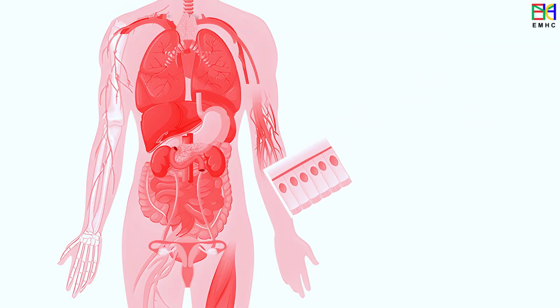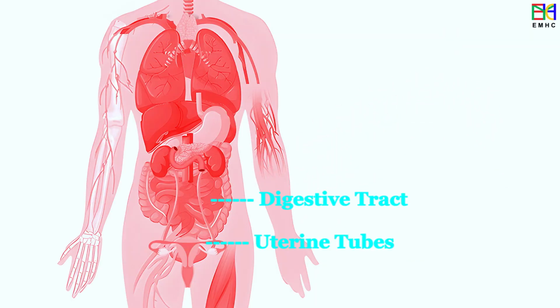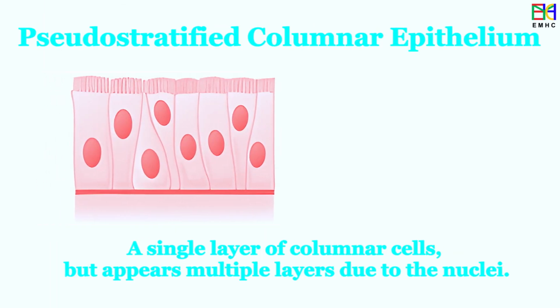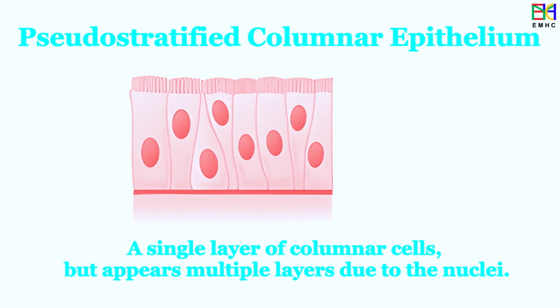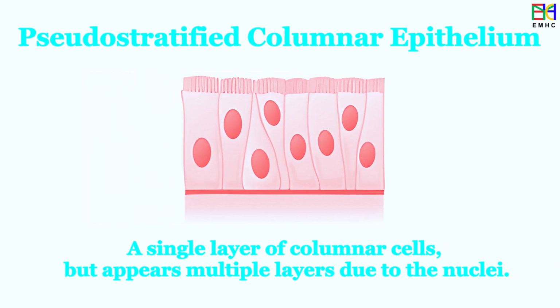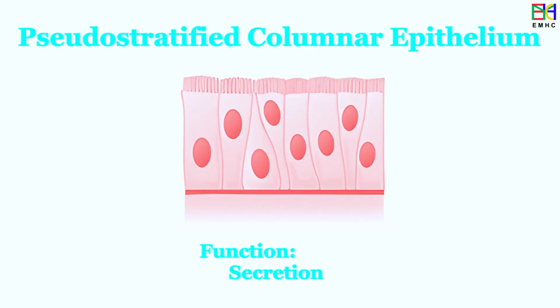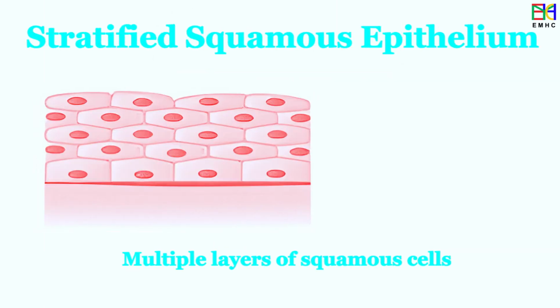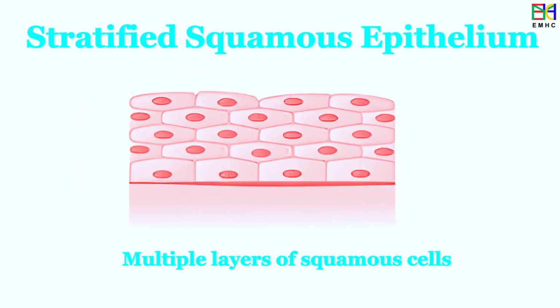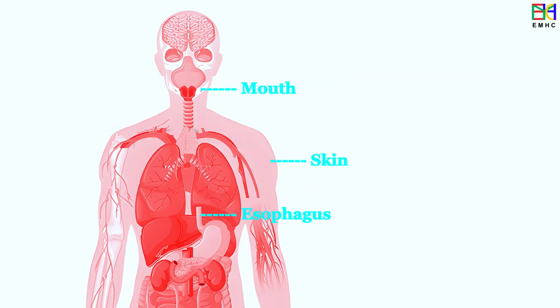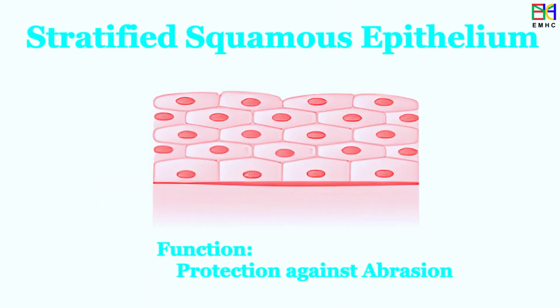It is located in the bronchi, digestive tract, and uterine tubes to facilitate the functions of secretion and absorption. Pseudostratified columnar epithelium is composed of one layer of columnar cells but appears multiple layers due to the varying positions of the nuclei. It is located in the trachea and upper respiratory tract to facilitate the function of mucus secretion. Stratified squamous epithelium is composed of multiple layers of squamous cells. It is located in the skin, mouth, esophagus, and vagina to facilitate the function of protection against abrasion.